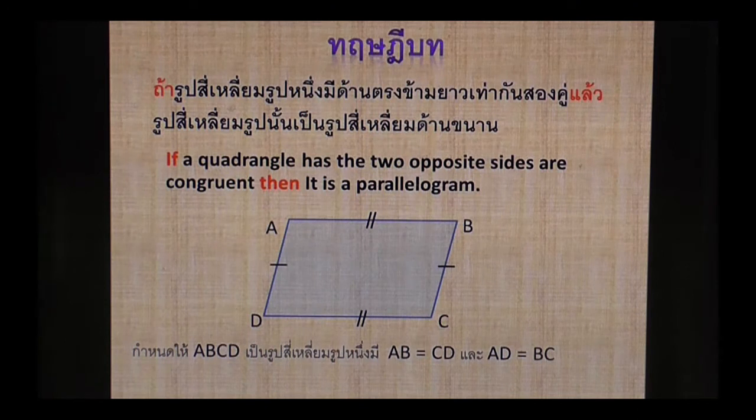If a quadrangle has the two opposite sides are congruent then it is a parallelogram.